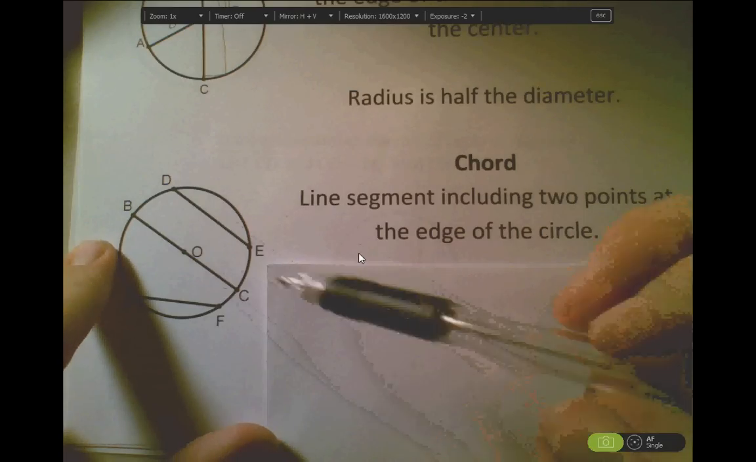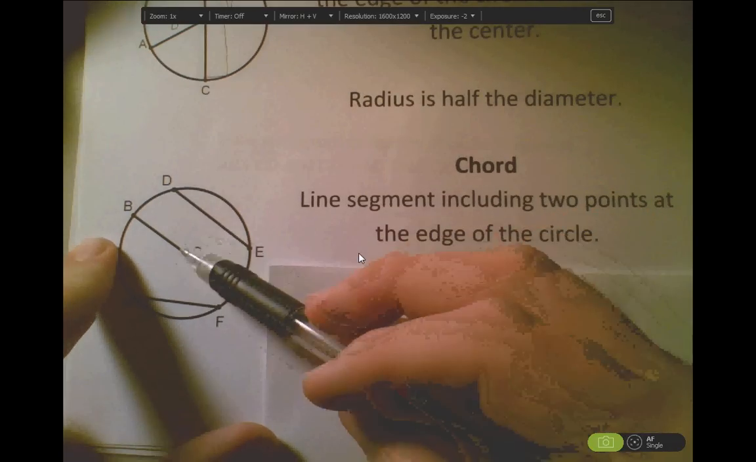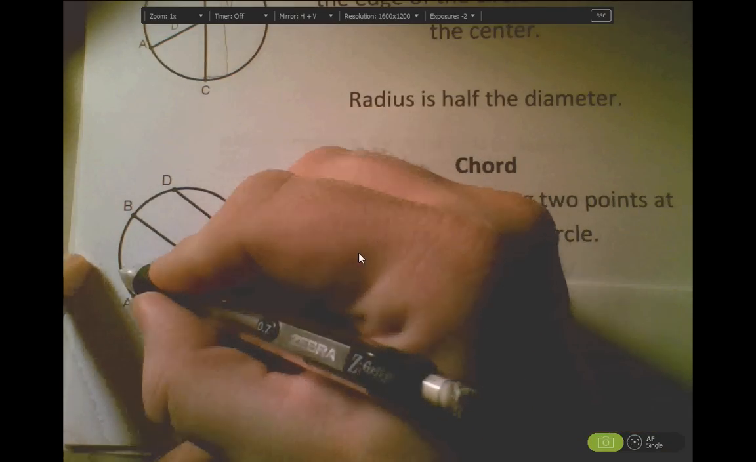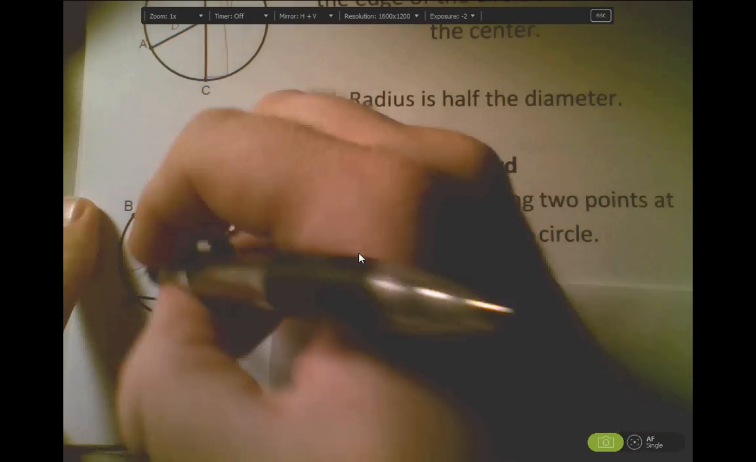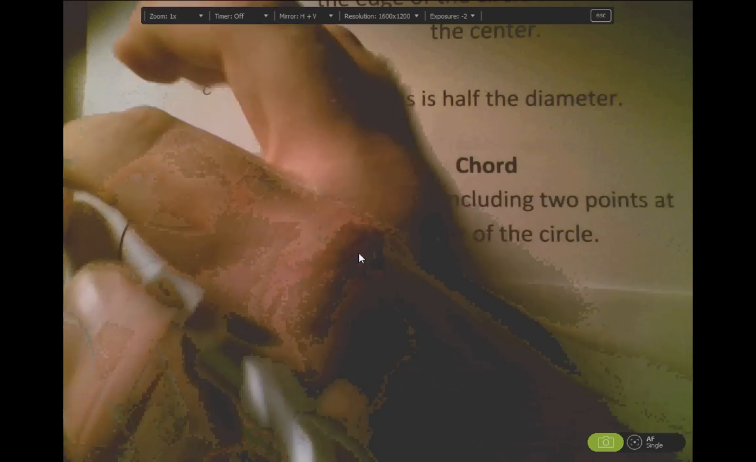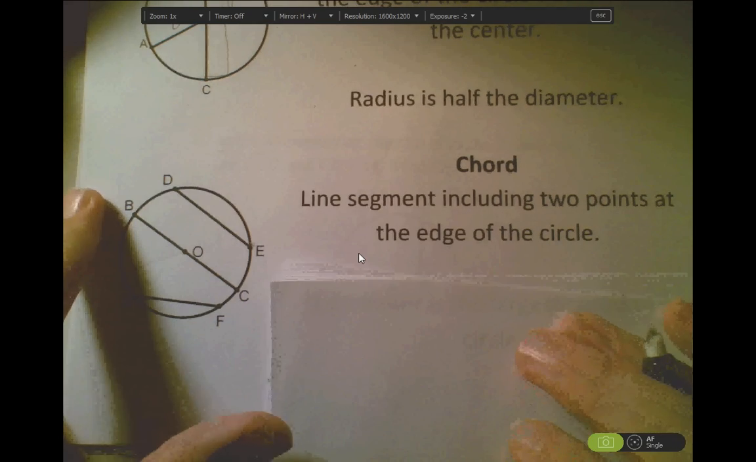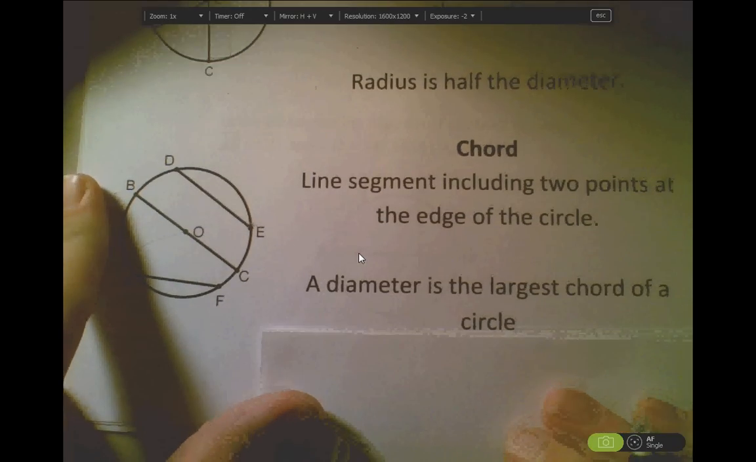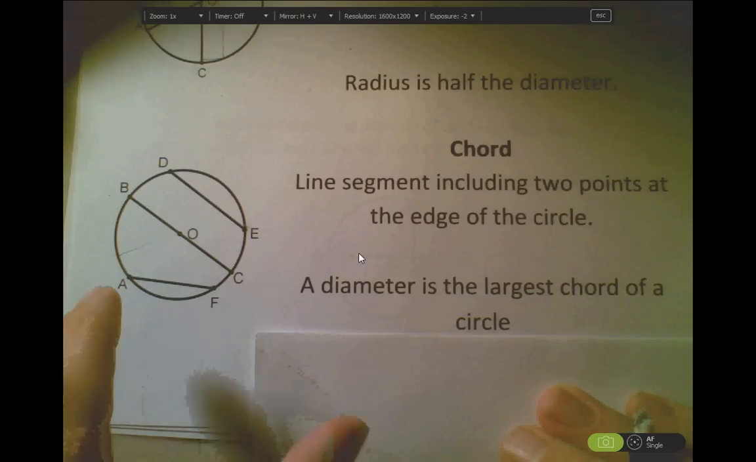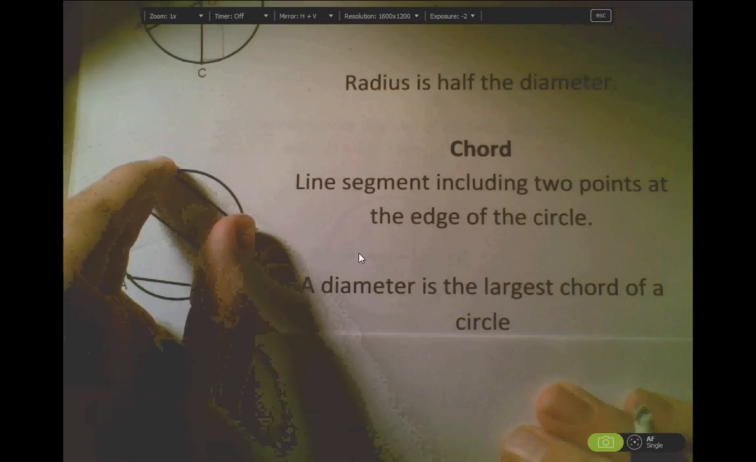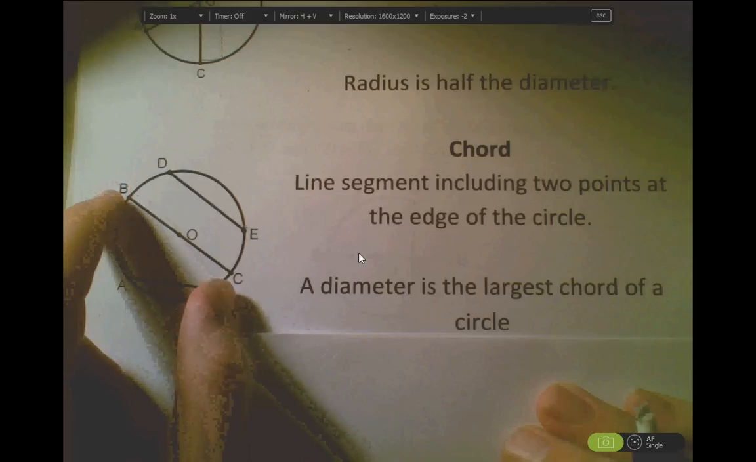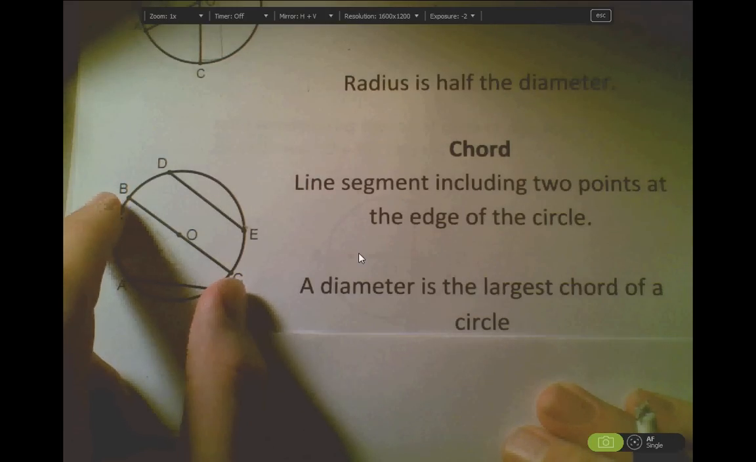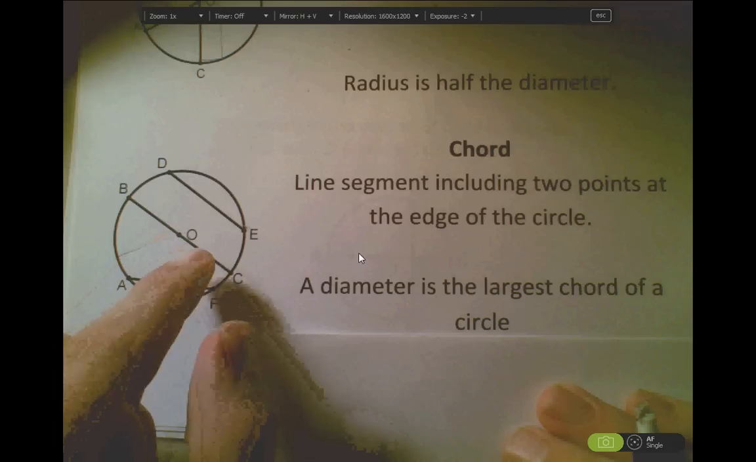Now, a radius, for example, would not be a chord because it does not go all the way across. So if I put another line segment here, this is only a radius. It's not a chord, so we don't want to see that right now. Get rid of it. Okay? Now, the key thing is that a diameter is the largest chord of the circle. If you notice, DE is smaller than the diameter, BC. BC is going to be the longest possible distance that you can get if you run across a circle.